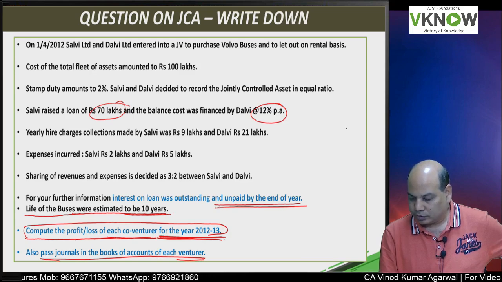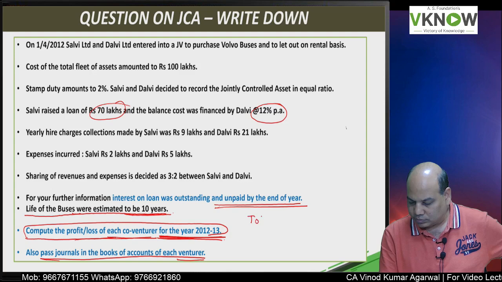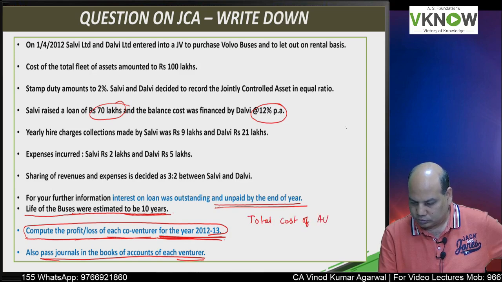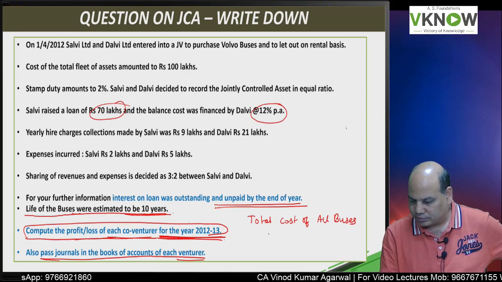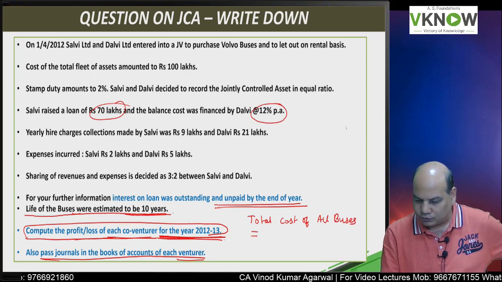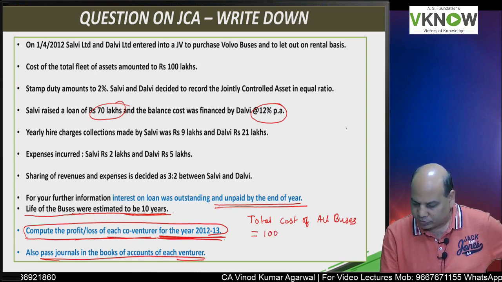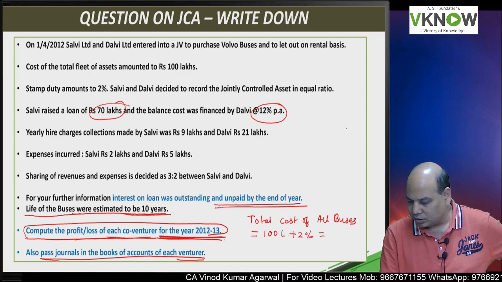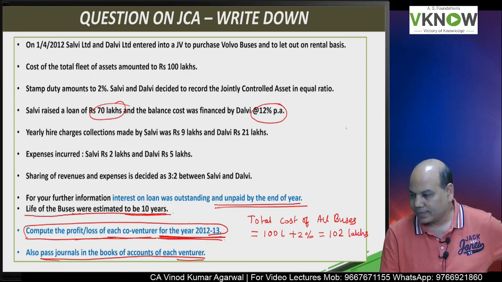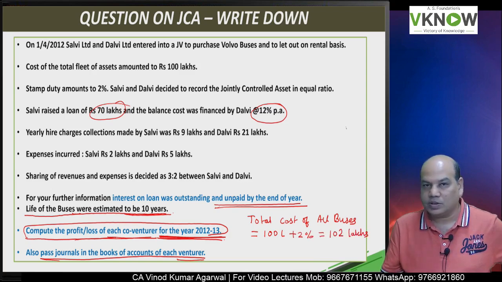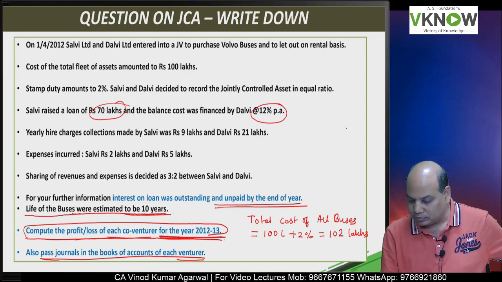Is it right? So first you write down total cost of all buses. Total cost of all buses will be 100 lakh plus 2% stamp duty, 102 lakhs. Total cost of all buses, write down 102 lakh.